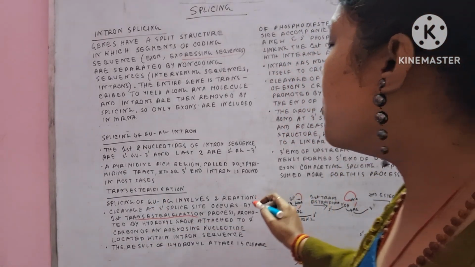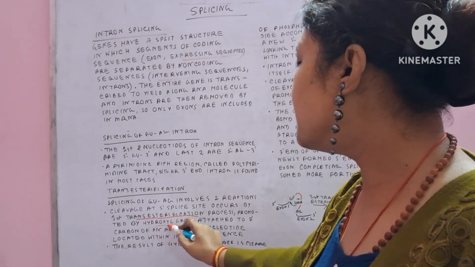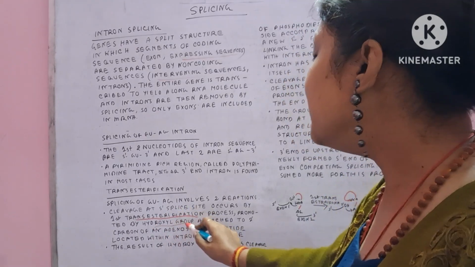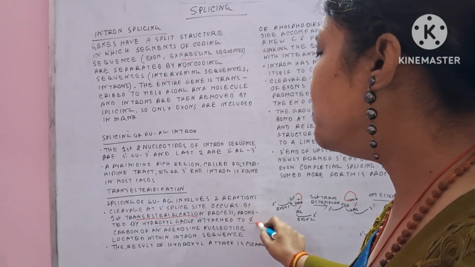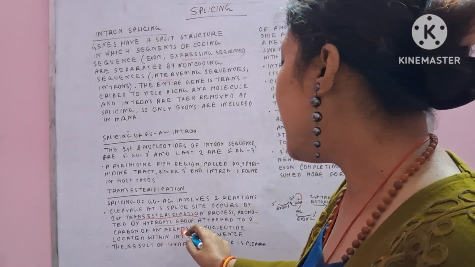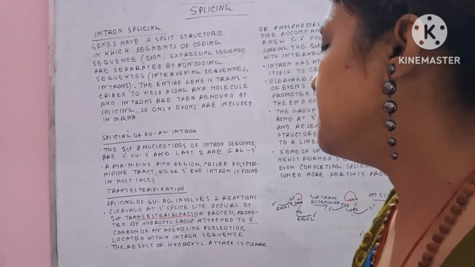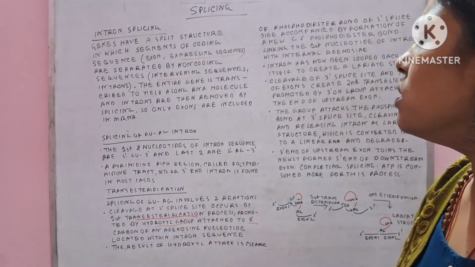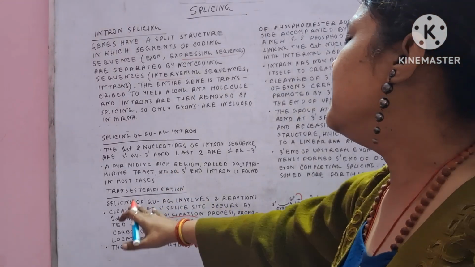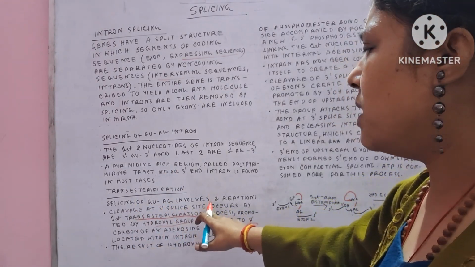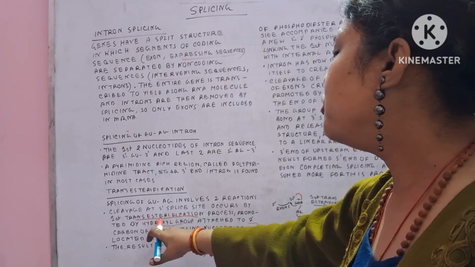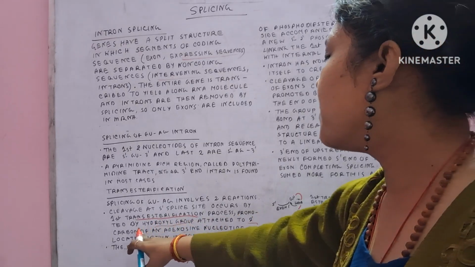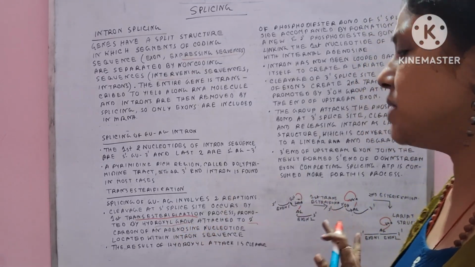This is promoted by a hydroxyl group. Where is this hydroxyl group located? It is attached to the 2' carbon of an adenosine nucleotide located within the intron sequence. So in the first case, the cleavage of the 5' splice site is promoted by the hydroxyl group at the 2' carbon of an adenosine nucleotide.